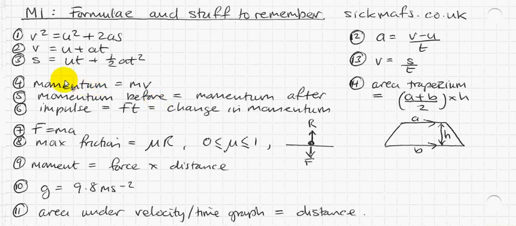These three are about momentum. So momentum is measured by mass of the particle times its velocity, and you can have positive or negative momentum, since velocity can be positive or negative. Momentum before equals momentum afterwards is a very popular formula you need to know for momentum type questions, because you're always having these things colliding, aren't they?